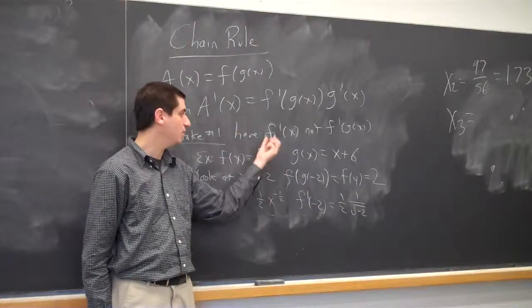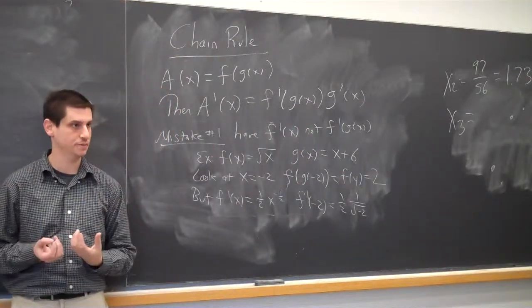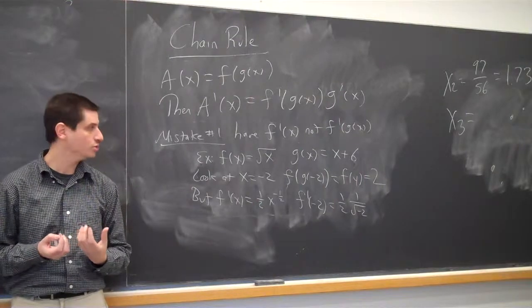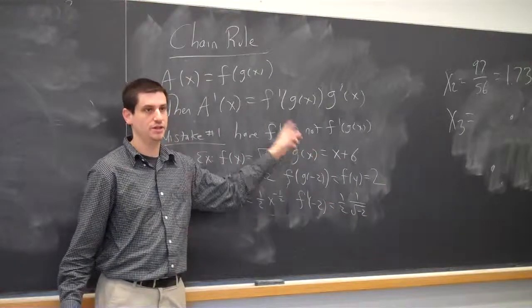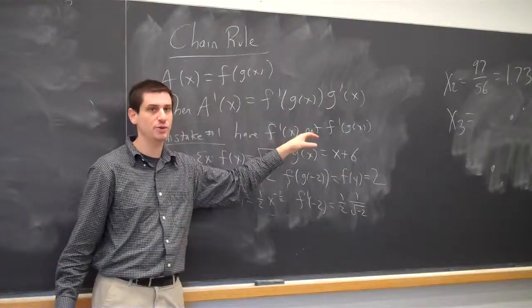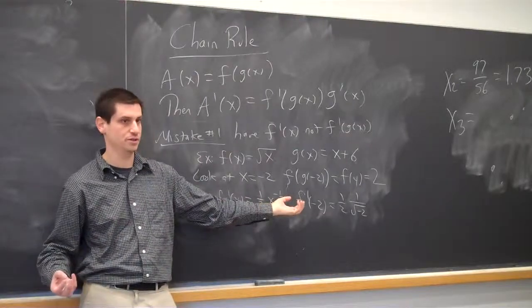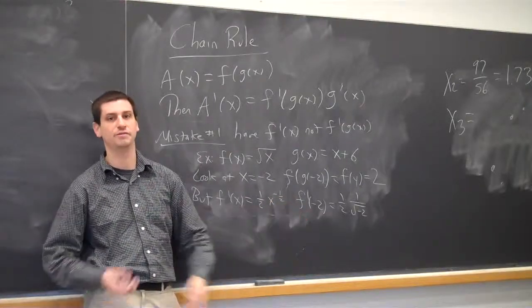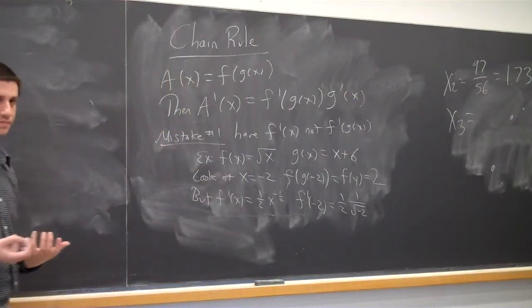I am never evaluating f at the point x in this problem. I'm evaluating f at g of x. Okay? This is one of the most common mistakes people make, is they drop where the point is. They drop the g and they try to evaluate the function at x. In a lot of problems, you won't get a mistake like this, but you will get the wrong answer. You'll be evaluating the function at the wrong point. So that's mistake number 1.